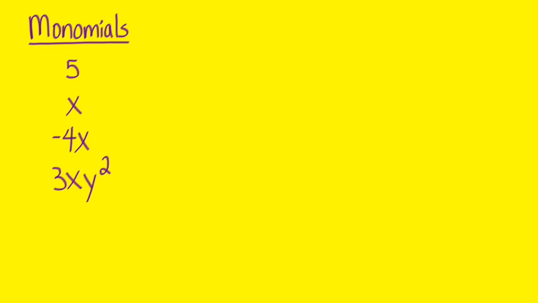You can think of these all as just like one person. One person might represent 5. One might represent x. One maybe is like 3x y squared. Here we have half of 4x to the 4th. Half of x to the 4th.